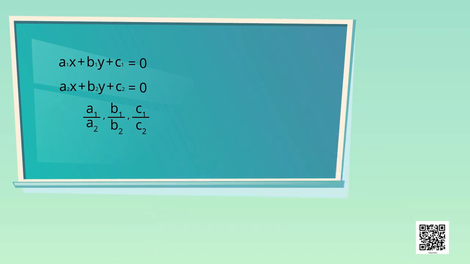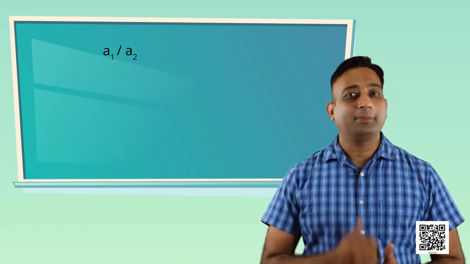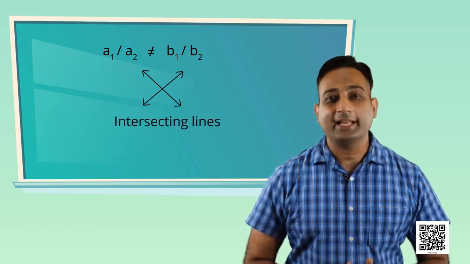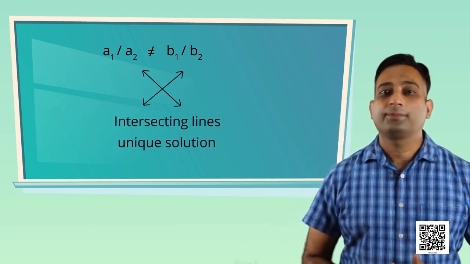Dear students, we have already learned that a1x plus b1y plus c1 equal to 0 and a2x plus b2y plus c2 equal to 0 represent a pair of straight lines in two variables. Now we will compare the ratios of these coefficients, that is a1 by a2, b1 by b2 and c1 by c2, to understand what these equations graphically represent. If a1 by a2 is not equal to b1 by b2, that means these lines are intersecting lines and the solution is a unique solution.